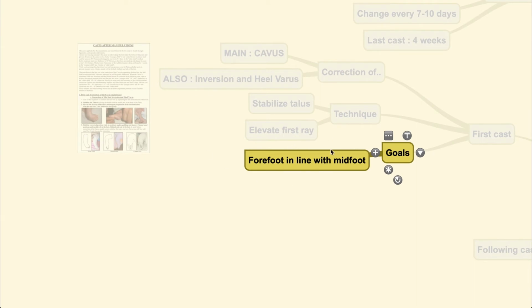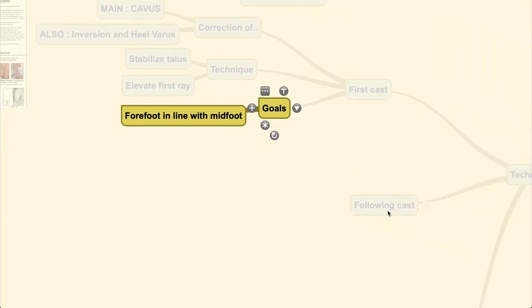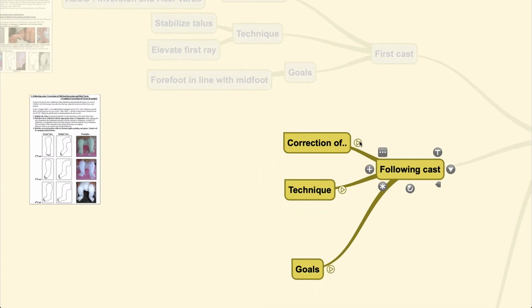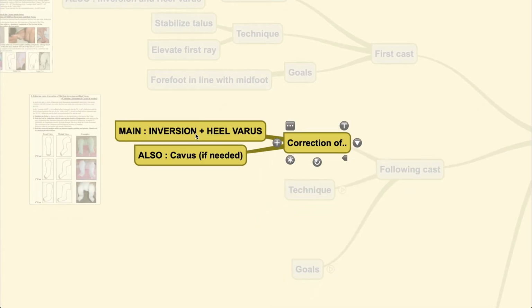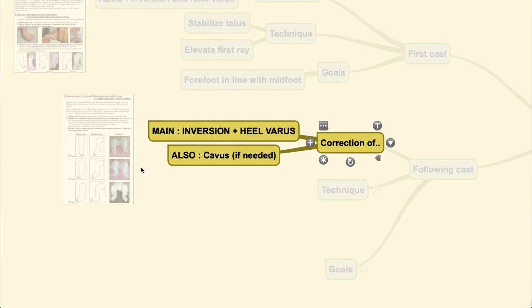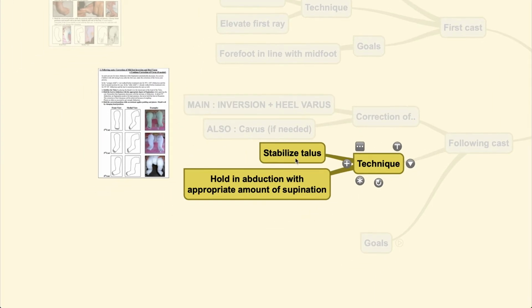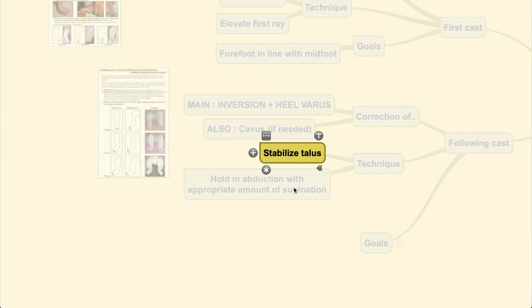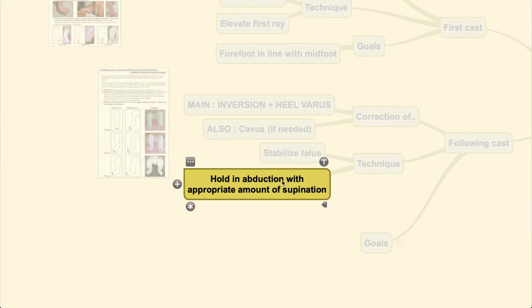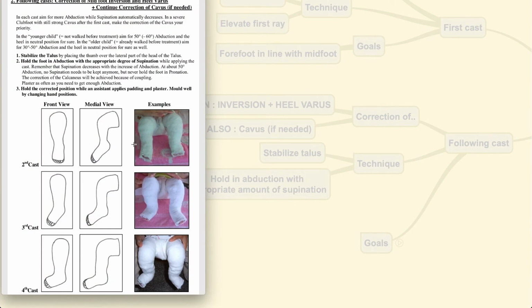After you have achieved this through the cast, then for the next casting, what you want to do is correct the heel varus and also inversion. And here, you also try to correct the cavus. The technique to do that is to stabilize the talus and hold the foot in abduction with an appropriate amount of supination. You could see here that the foot is gradually corrected. One finger holds the talus and the other hand brings the whole foot in abduction with an appropriate degree of supination.